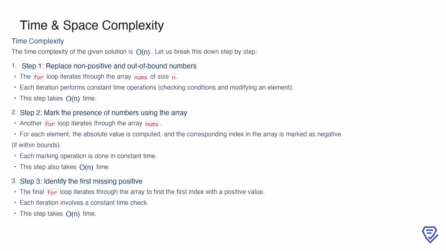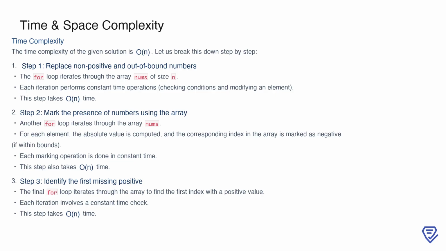Next, in the second step, we use the array itself to mark the presence of numbers. Here, another for loop goes through the array, and for each element, we calculate its absolute value and mark the corresponding index as negative, provided it's within bounds. Each marking operation is done in constant time, so this step also contributes O(n) time.